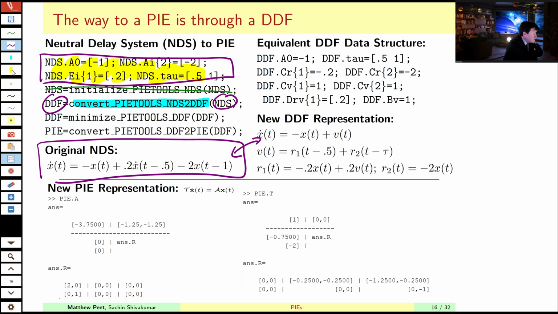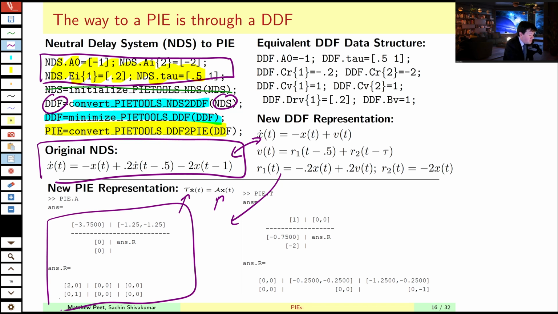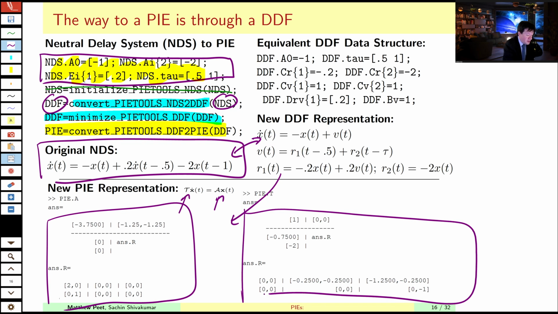Next, we want to convert, of course, to a PI. We also do a minimization routine to make sure that we are making efficient use of those DDF structures. The PI equivalent representation of both the DDF and NDS is given here. As you can see, it's defined in terms of two PI operators, T and A. So this is the A PI operator, and this is the T PI operator.